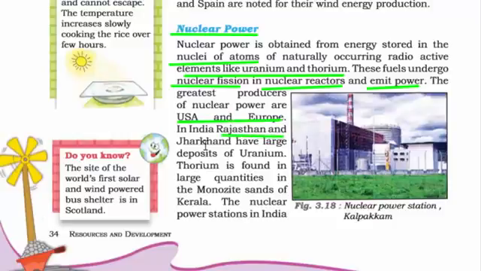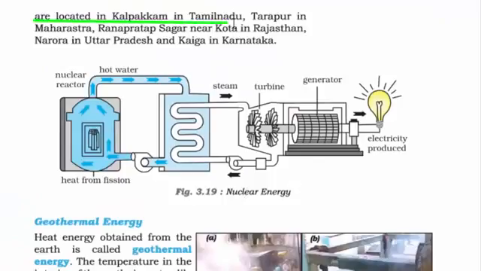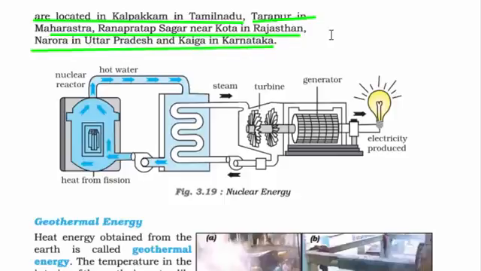In India, Rajasthan and Jharkhand have large deposits of uranium, and thorium is found in large quantities in the monazite sands of Kerala. Some of the nuclear plants in India are located in Kalpakam in Tamil Nadu, Tarapur in Maharashtra, Rana Pratap Sagar near Kota in Rajasthan, Narora in UP and Kaiga in Karnataka. This is a picture of how nuclear energy is used to create electricity. I may do a separate video on this.